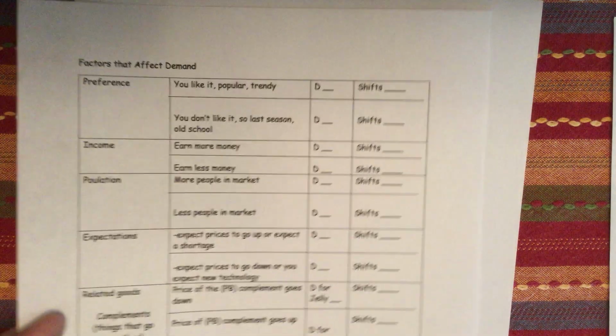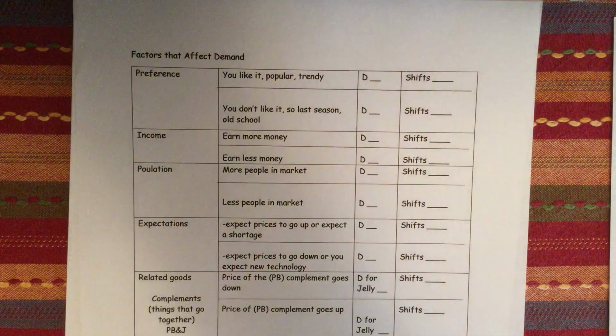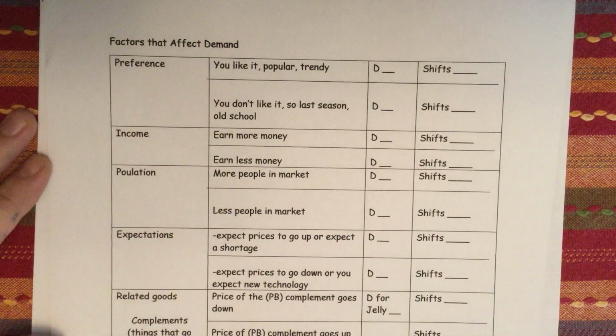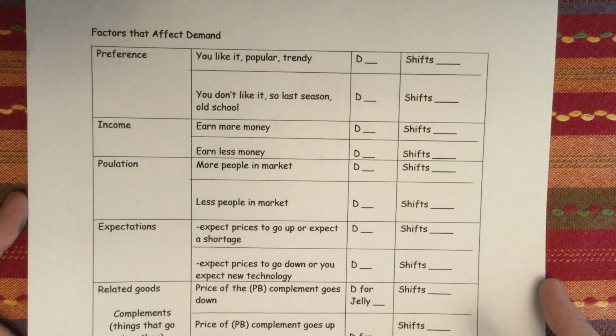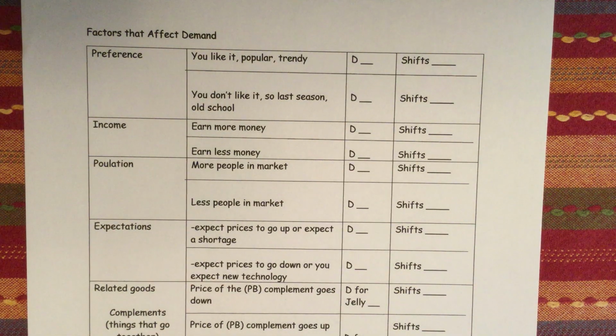So let's go over these non-price determinants that change demand. What causes the demand curve to shift to the right or to the left? These are called non-price determinants because the price of the good is not changing, but it's something else that's changing. I have posted this paper onto Google Classroom, and I did put the answers on there, but I want to go over it again so that I can explain it as you go through, and then you'll understand if you have any questions.